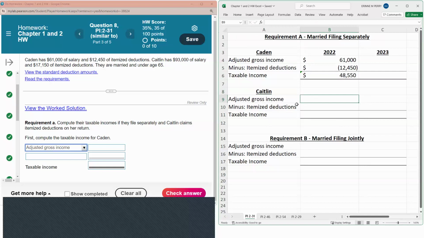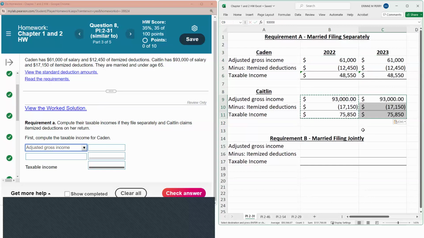Caitlin has a salary of $93,000. Her itemized deductions are $17,150. So therefore, in Caitlin's case, taxable income is $75,850. If we were looking at 2023, the amounts would essentially be the same. Their income remains the same, but what does have an impact is whether or not their itemized deductions are actually greater.